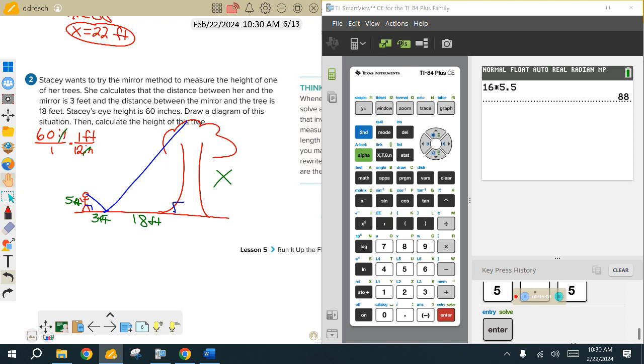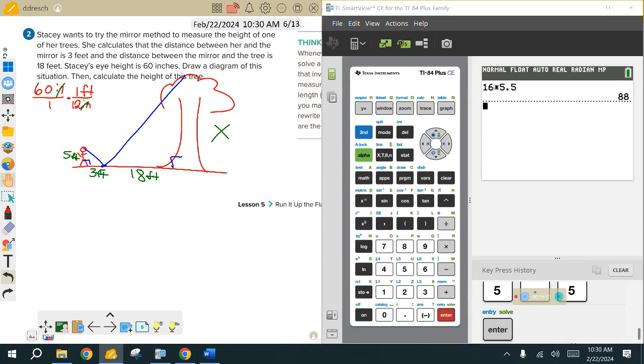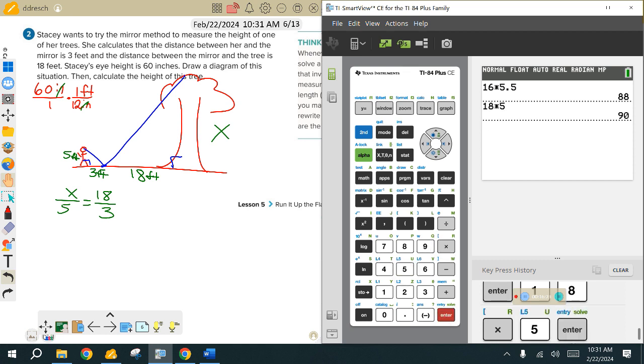Okay, mark it up. What do we got? X to 5, cool. If you did X to 5, 18 to 3. And then you're done. Well, not done, but that's the hard part. 3x equals 18 times 5, which is, yep, 90. And x is 30 feet, roughly the height of the, whatchamacallit? That tree. Yep. Okay.